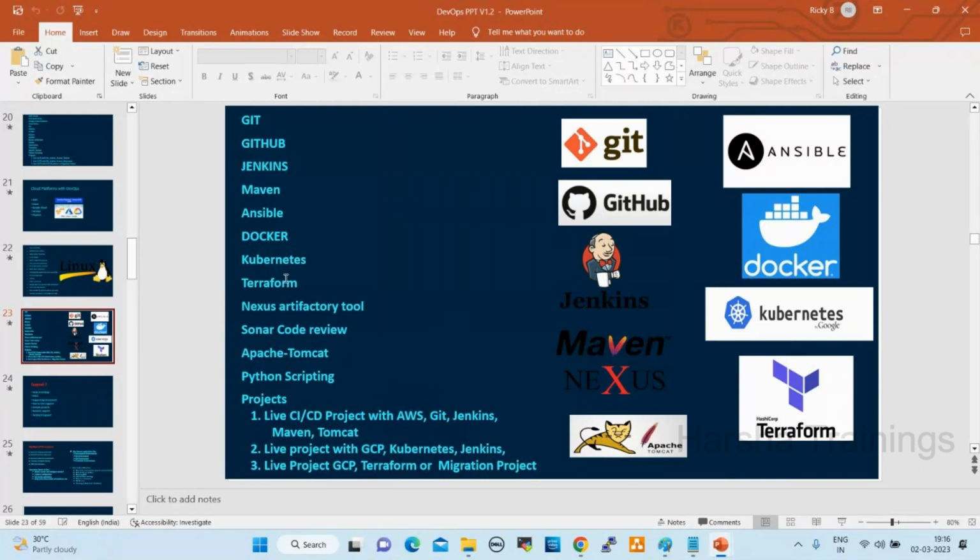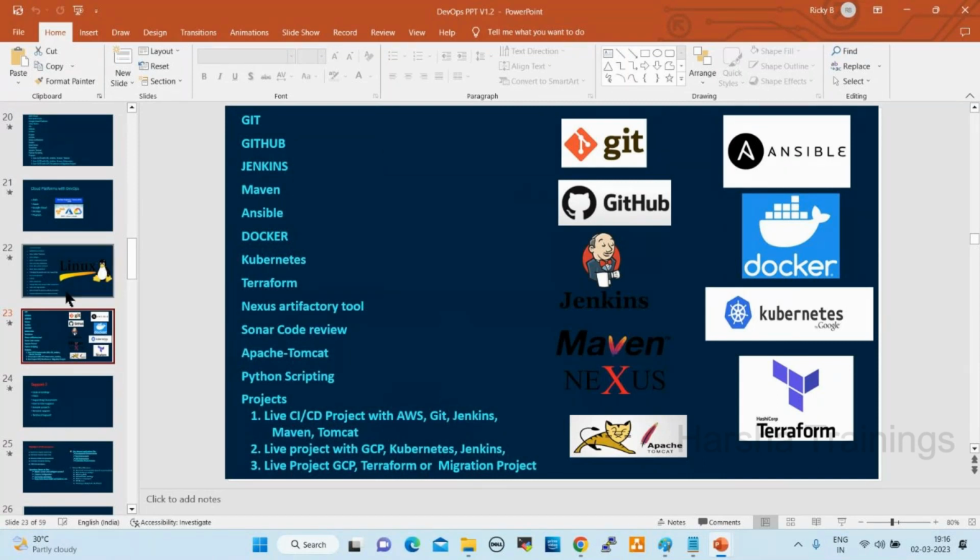So Kubernetes will go deep dive. Kubernetes is very hot currently in the market. If you are good in Kubernetes with one cloud platform, you can easily crack your entry, right? We will do many activities in Kubernetes, which are very real-time activities.